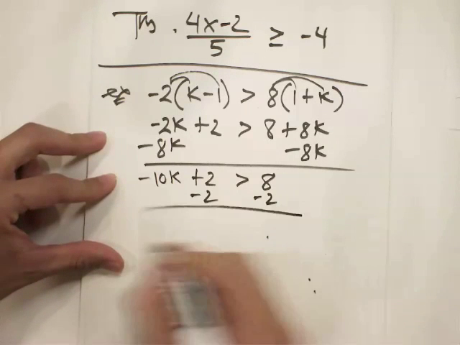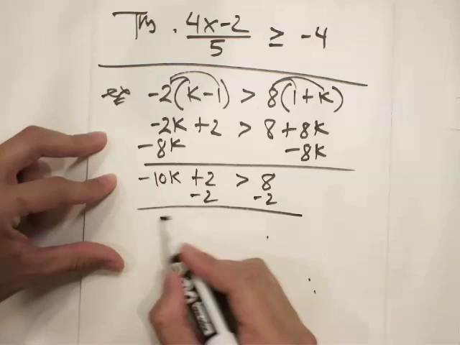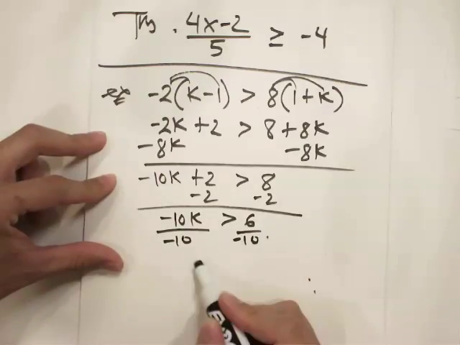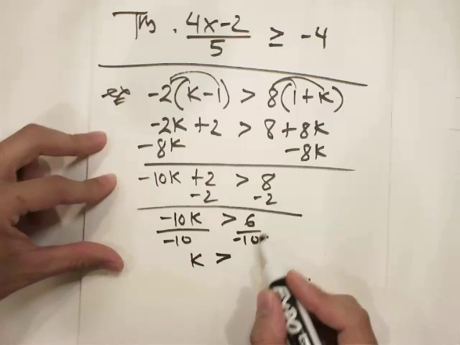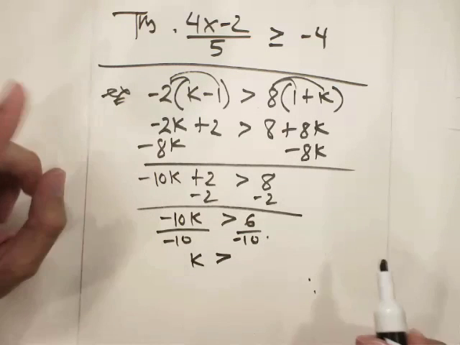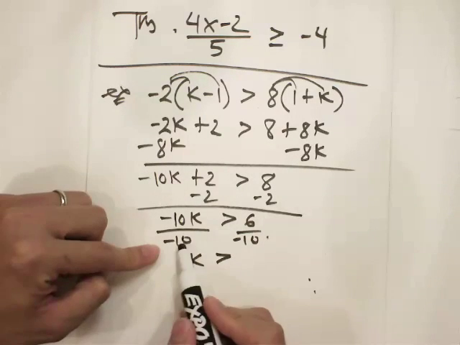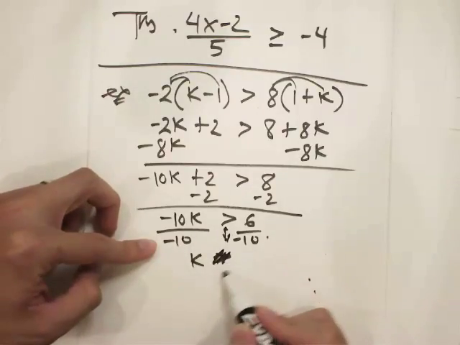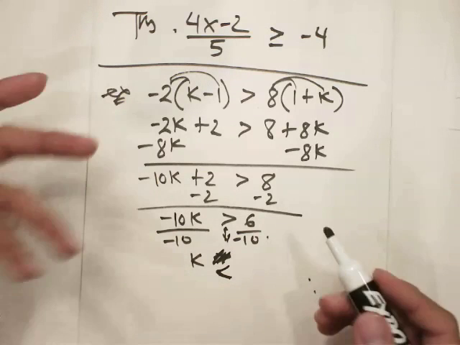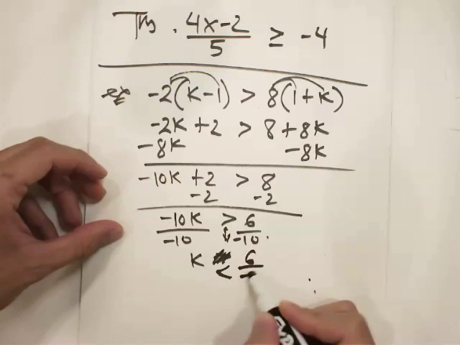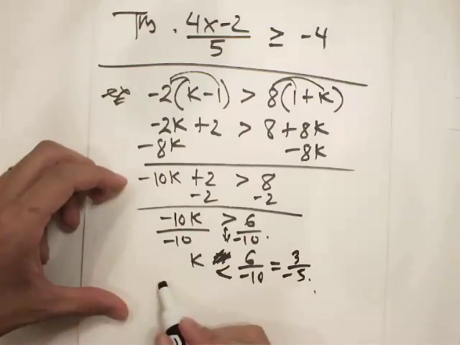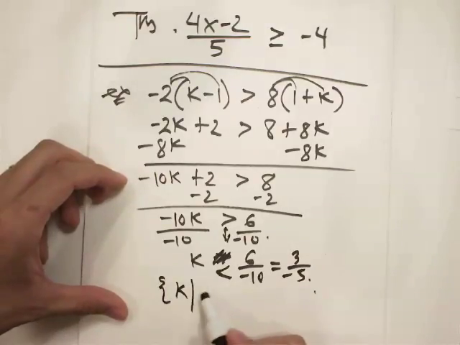Subtract the 2 now because I want to move the number over to the right-hand side. So that becomes 6, divided by negative 10 on both sides. k is going to be greater than... Did I do that correctly? Apparently not. Notice last step, I divided by negative 10, so I need to flip my symbol. So it's not going to be greater than, but less than. So please always check your work carefully. 6 over negative 10 can be reduced to 3 over negative 5. So when you write your solution set, it's going to be k such that k is less than negative 3/5.